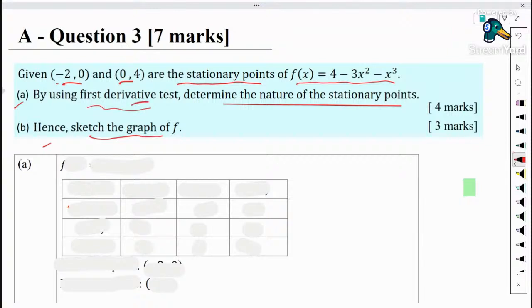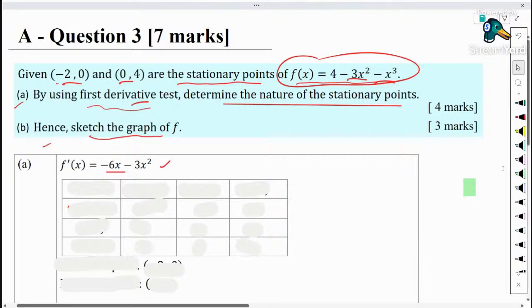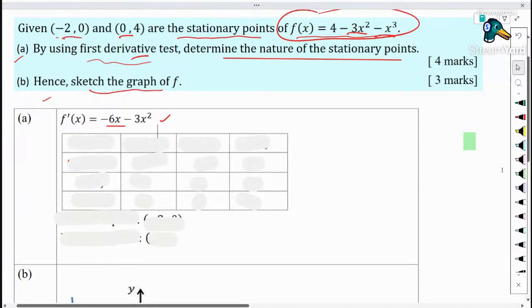As part A requires us to do the first derivative test, I must have the first derivative, so take the function f(x) and differentiate it. Differentiating the constant 4 gives 0, so we don't have to write anything. Differentiating 3x squared gives minus 6x. Differentiating negative x to the power 3 gives negative 3x squared. So this is my first derivative. And now I want to do the test. According to the question, the stationary points are already there, and what I need to do is identify the x coordinates of the stationary points.